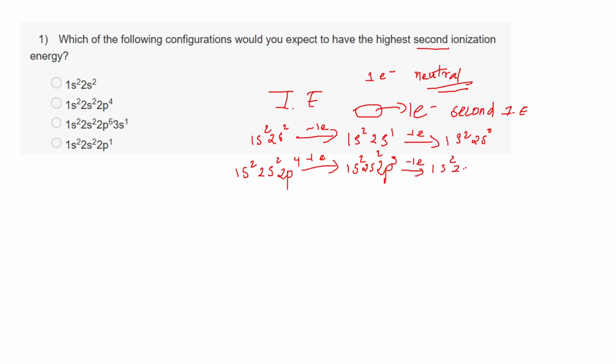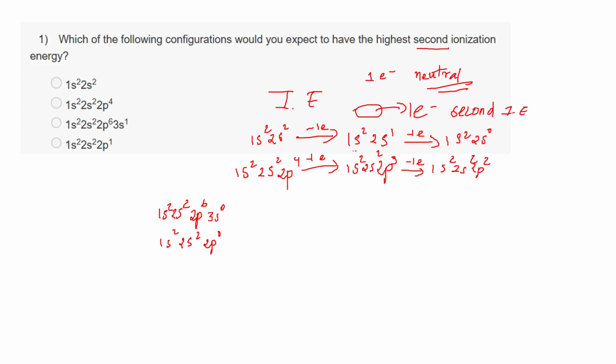1s2, 2s2, 2p2, right? And so on. I am not going to write all, but you get the idea. For the third one, if you remove one electron, it will be 1s2, 2s2, 2p6, and 3s1 is removed. Then the next one will be 1s2, 2s2, 2p1, 2p0, right? This is 3s0, this is 2p0.